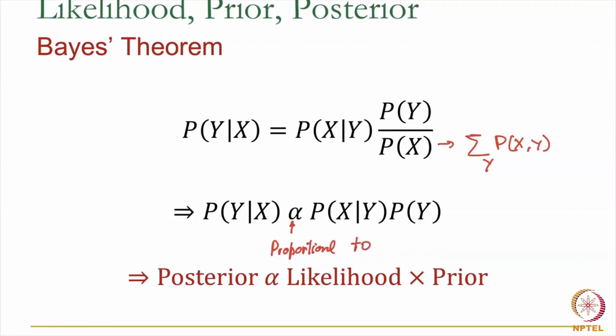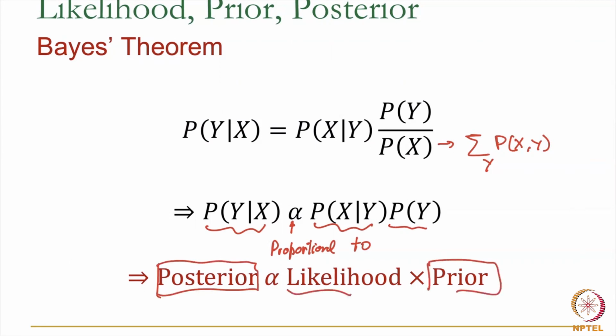And this is the form in which we will use it in the next week, which is P of y given x is proportional to P of x given y multiplied by P of y. This is known as the posterior, this is known as the prior, and this is known as the likelihood.